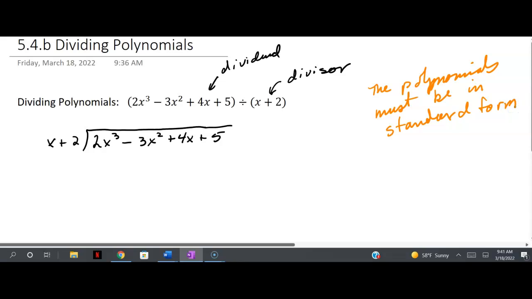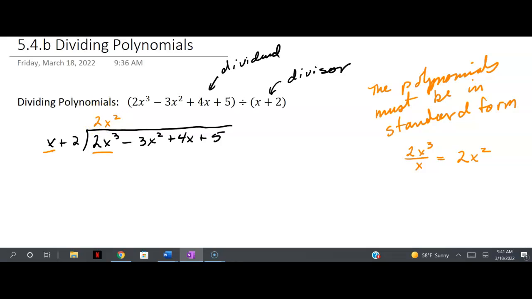Okay, so here we go. We are going to look at the first term in the divisor and see how many times it goes into the first term of the dividend. That's all we're going to look at. One way I like to think of this is what times x would be 2x cubed. If you're really struggling with it, you could go over here and write 2x cubed divided by x. What is that? 2x squared. So I'm going to write 2x squared up here.